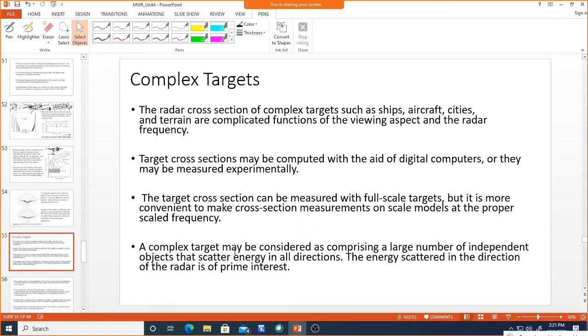So as I said, a complex target comprises a large number of independent objects, so the scattered energy goes in all directions. The energy scattered in the direction of the target is of prime interest. That means the complex target consists of individual independent objects, like the radar which is placed in the ship, and the ship itself having more number of independent objects. So if you incident the energy on a particular object and collect the reflected energy, we can calculate individual RCS, and finally we can get the total RCS of the complex target.